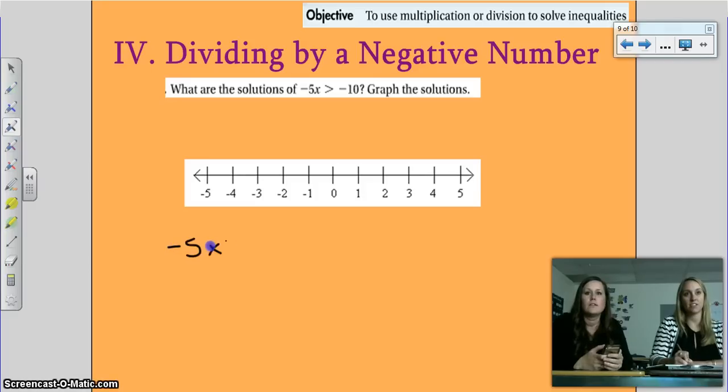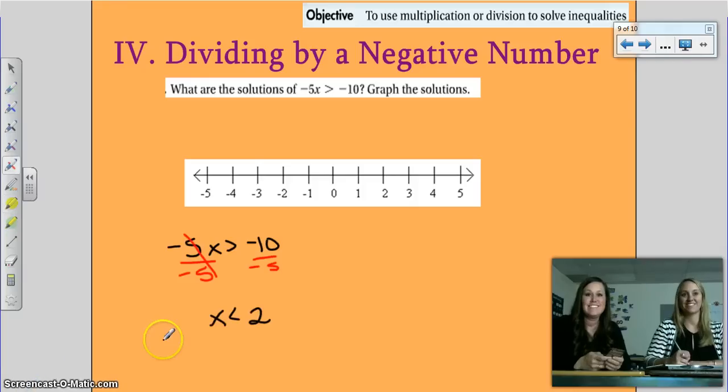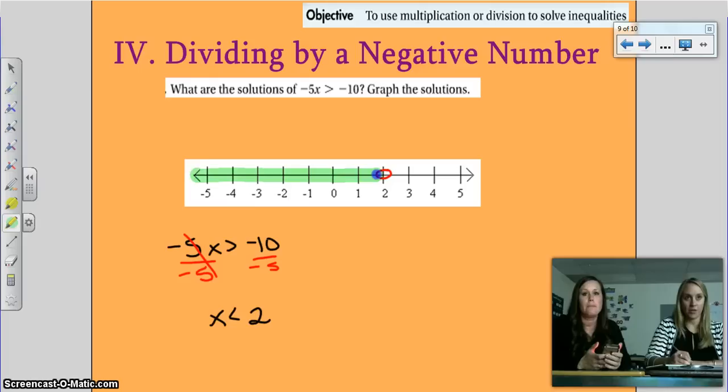Negative 5x is greater than negative 10. Why don't you guys try this one on for size? Go ahead and pause now. Okay, so did you get 2? I hope so, and I hope that you remembered to flip the sign. Open circle and shade everything that's less than 2. So 1, 0, all the negatives, travel all the way down.